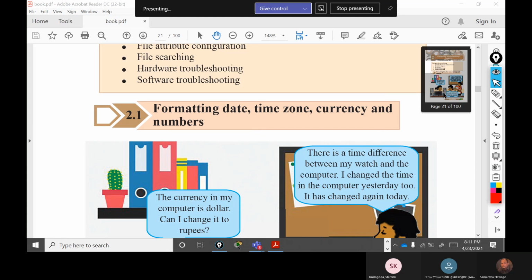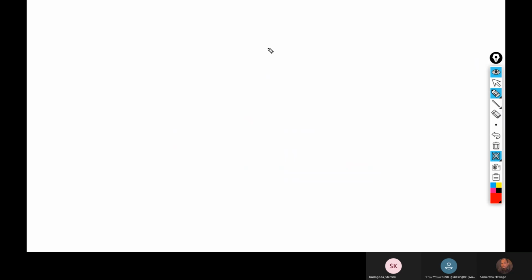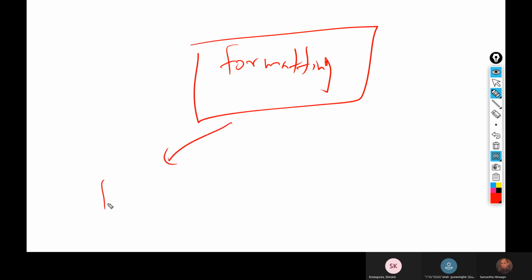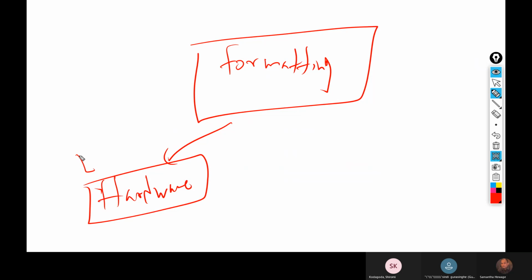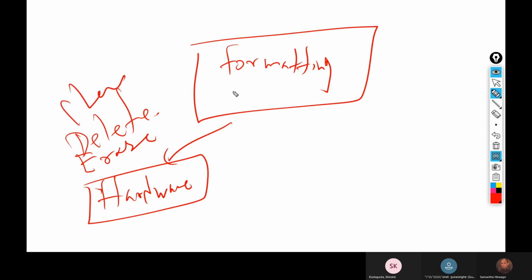So there is another meaning for formatting. That is, formatting hard disk and so on. Here, normally in the application, in the operating system, it is like this. I will show exactly what the two meanings of this formatting are. Formatting hardware: if you talk about formatting hardware, you are talking about erasing, deleting, or clearing all the data. That's the idea when it comes to hardware devices like pen drive, hard disk, whatever the storage media. If you are going to format, it means clearing, deleting, erasing.